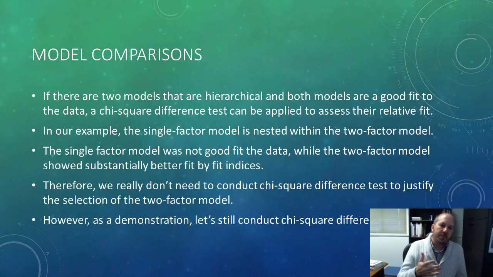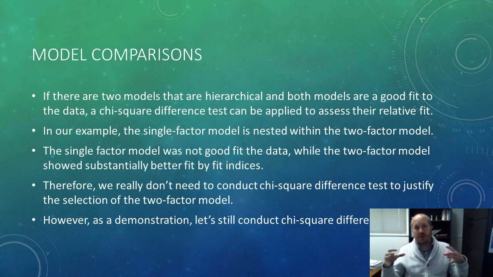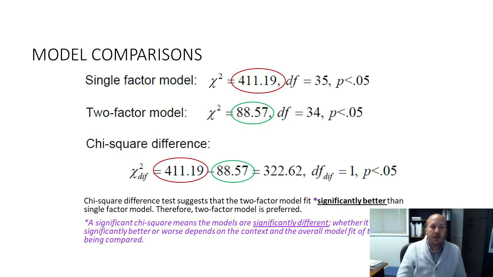So when you're doing model comparisons, I talked about this a lot in the last lecture, but if we're doing models that are hierarchical, so that one is nested within the other, like in this case we have a single and our double factor, that chi-square difference test can tell us if they are significantly different from each other. So we do that by taking the difference, just like I talked about in the last one. So our single factor model, we look at our chi-square, 411 minus 88 gives us 322. And then we take our degrees of freedom. There's one difference, so 322 with 1 degree of freedom, p is less than 0.05.